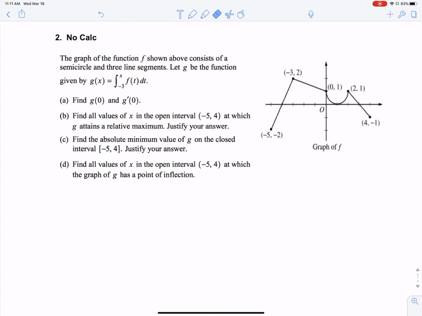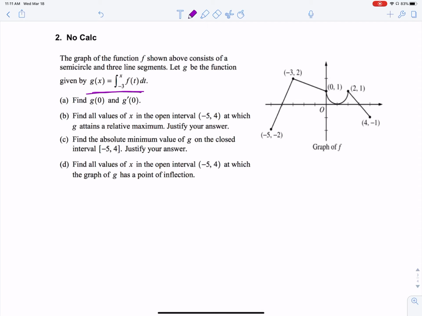Anyway, let us move on here and do question number 2. So the graph of the function f, as you guys can see, is shown below. They're talking about this graph and they're saying it's made of some line segments and a circle. Now this is the important part right here, because it tells us what we're looking at.